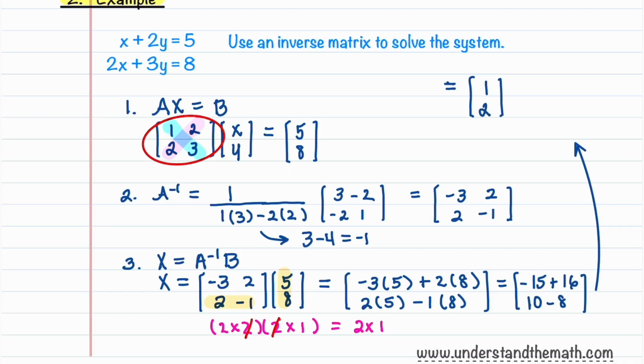I always tell my students, whenever you write down an answer, it needs to be in the form that you were given originally. We were given x and y, so let's write our solution in terms of x and y. So we can say that x is equal to 1 and y is equal to 2, or you can just write it as 1, 2. And that's it. You now know how to use matrix inverses to solve systems of equations.